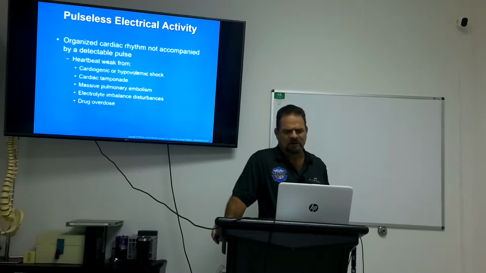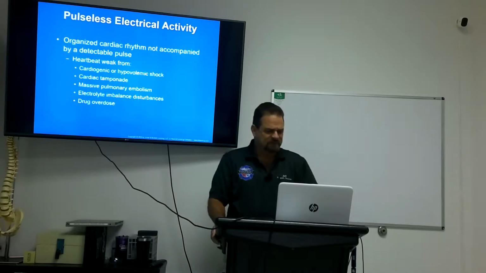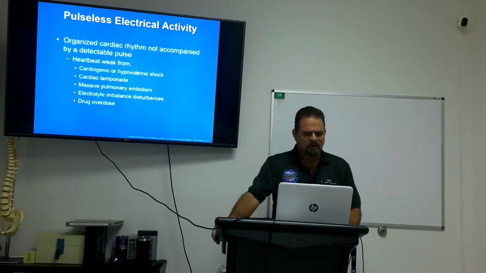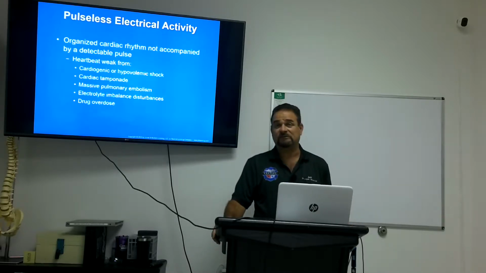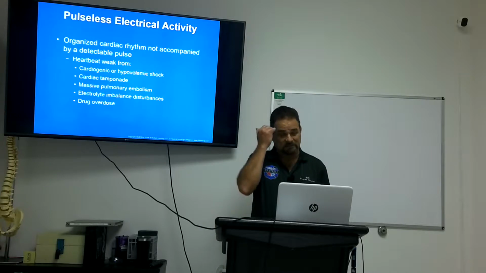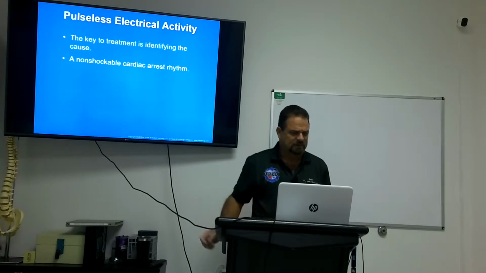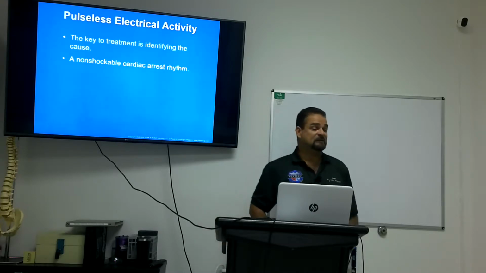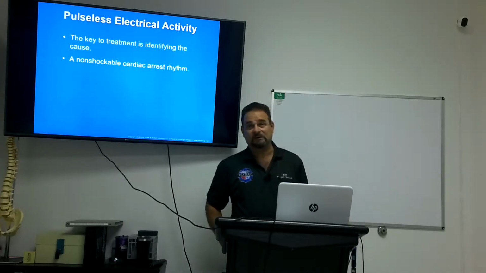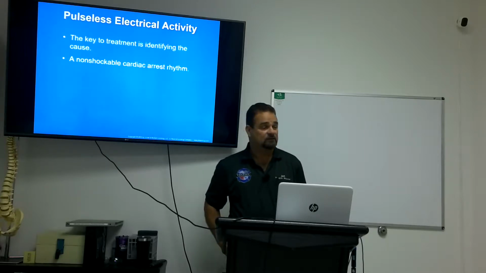Another cause could be cardiac tamponade. Could also be massive pulmonary embolism. You could also have electrolyte disturbances to include hyperkalemia in the case of a patient that may be in renal failure. And then potentially patients that have a drug overdose. The key to the treatment of patients that have PEA is to treat the underlying cause. You've got to find out what's wrong with it.